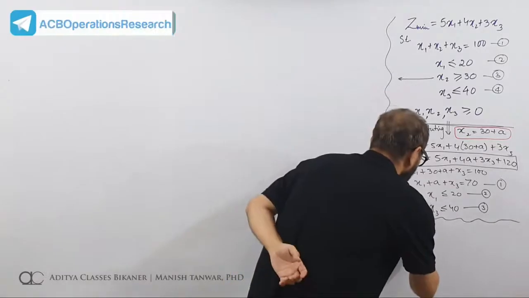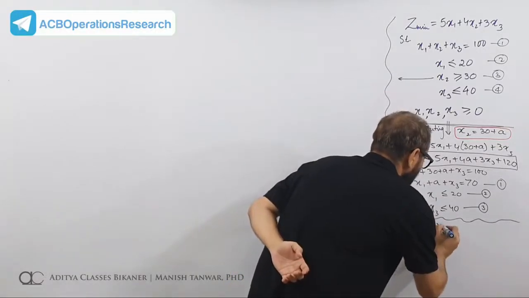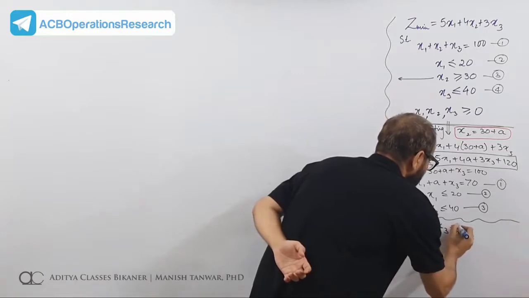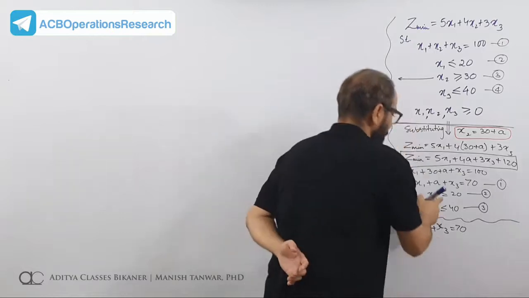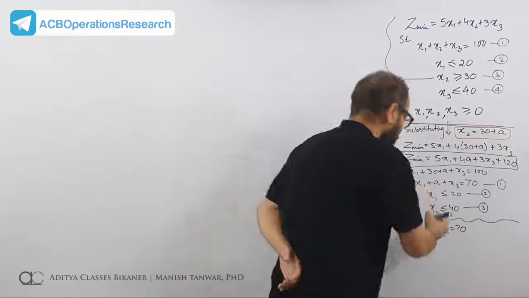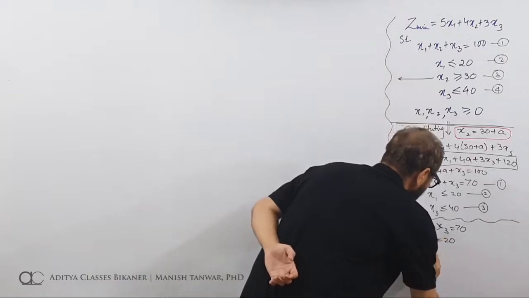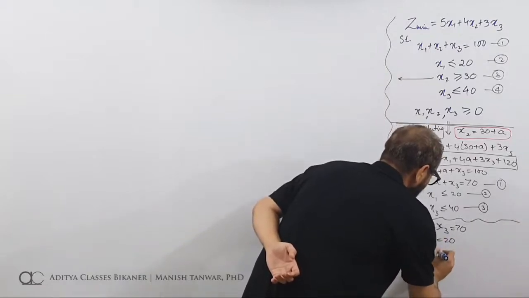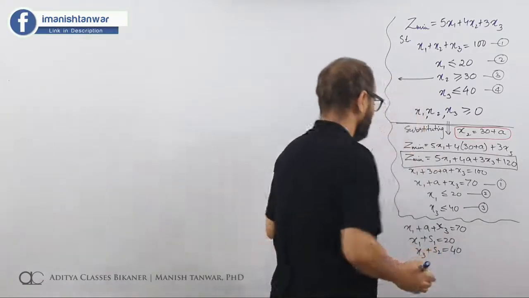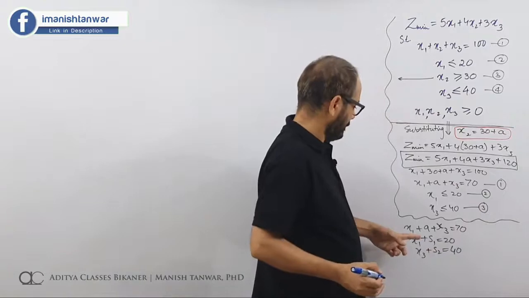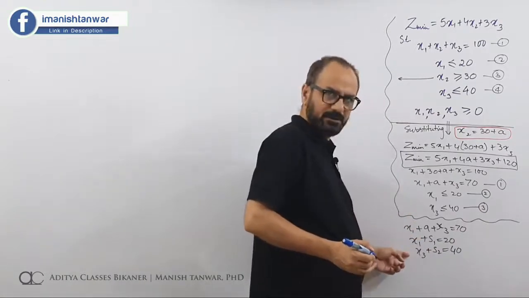So we'll call it x1 plus a plus x3 is equal to 70. The second one would become x1 plus s1 is equal to 20, since this is a less-than constraint, so we'll make use of a slack. Then x3 plus s2 is equal to 40. So we have all 3 constraints over here.